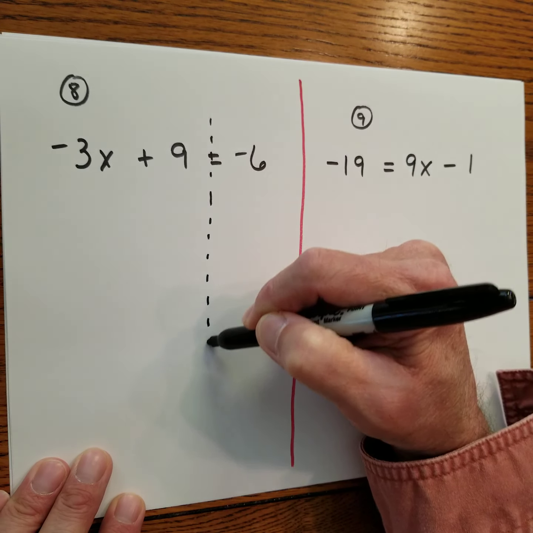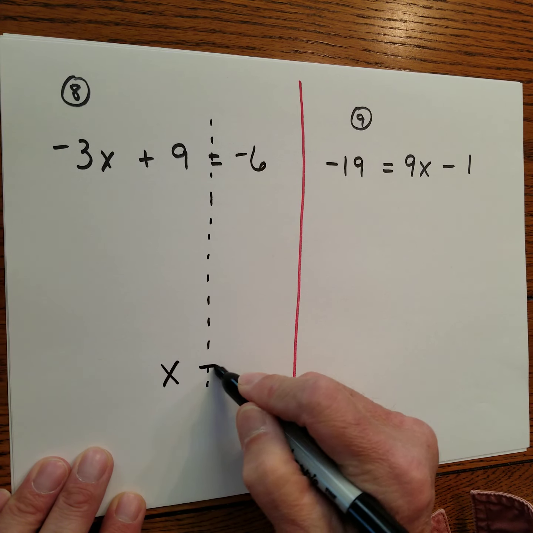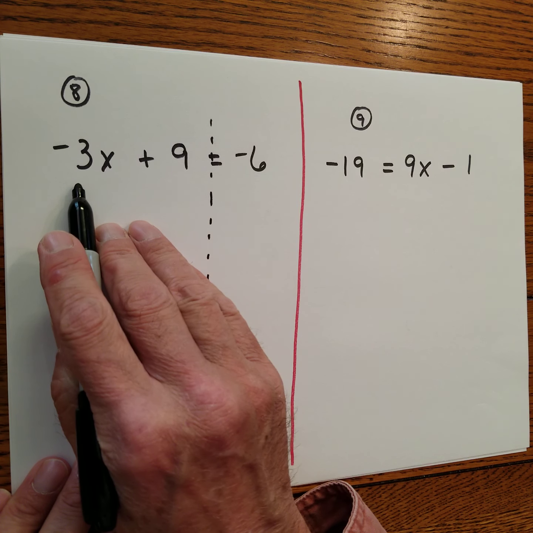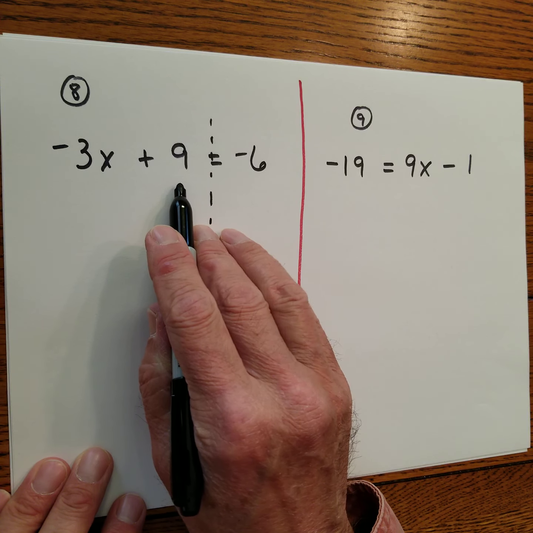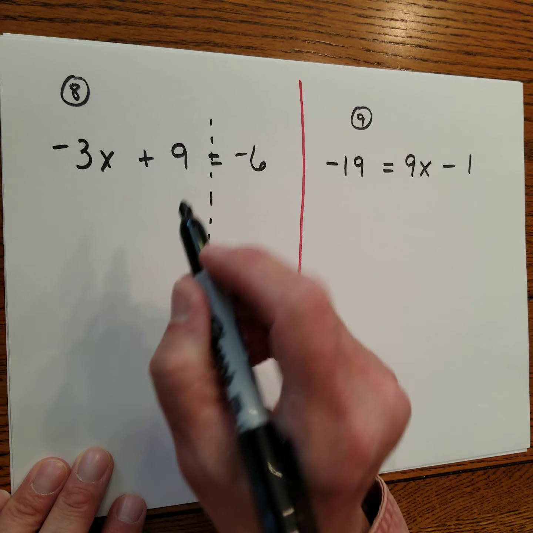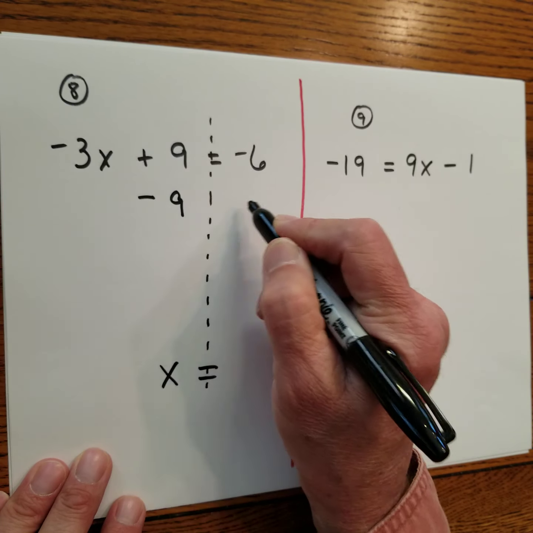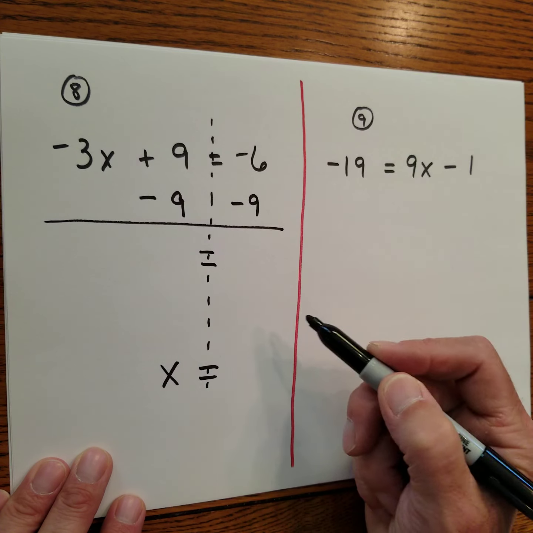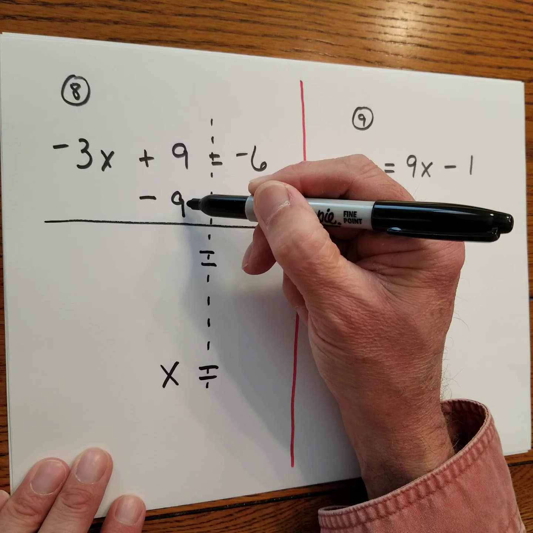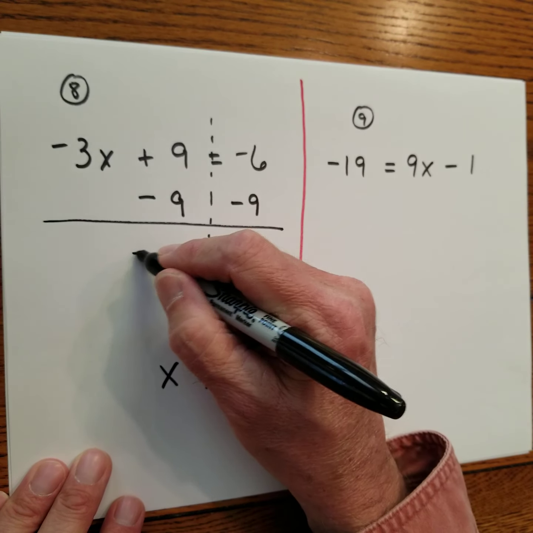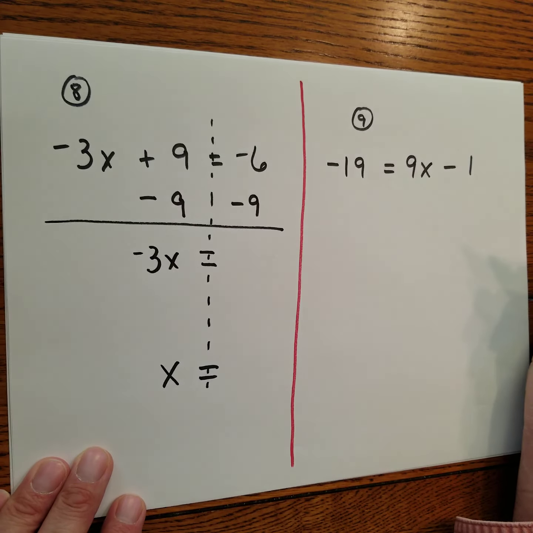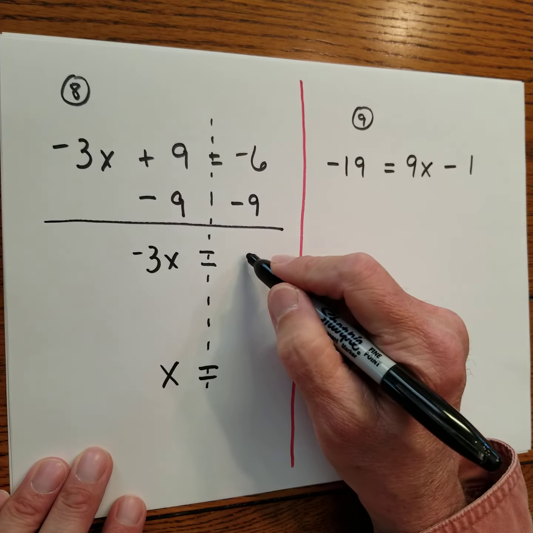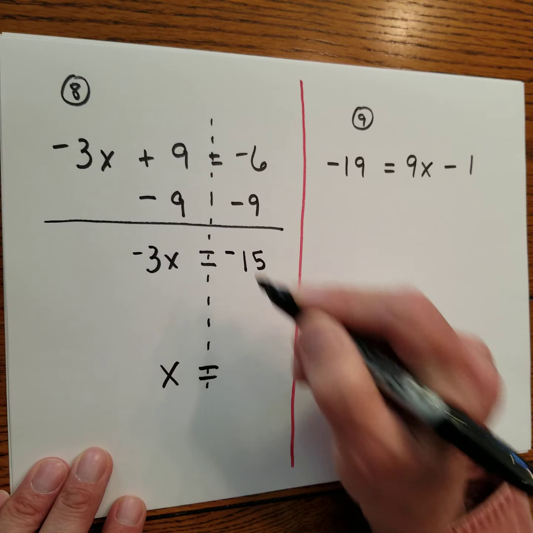Our job, get x by itself. To get x by itself, both the 9 and the negative 3 have to leave. Get rid of the 9 first. The inverse of addition is subtraction. Positive 9 and negative 9 is 0, plus negative 3x goes there. When I add and the two numbers have the same sign, I add and I keep the sign.